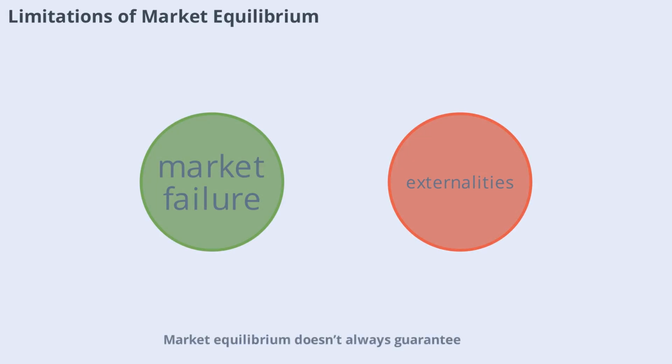Market equilibrium doesn't always guarantee fairness or address every social concern. Sometimes, markets fail due to externalities, lack of information, or market power. In these cases, intervention may be needed to improve outcomes. Understanding these limitations helps us see why economics is both a science and an art.